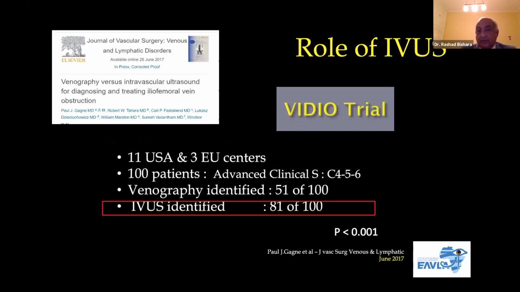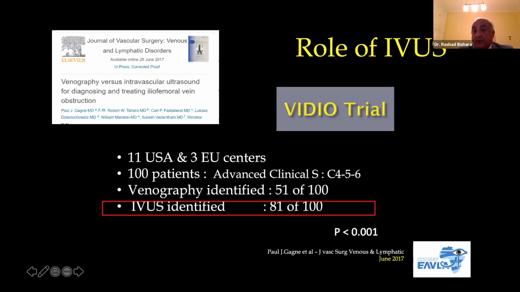Well, regarding imaging, I think an important issue is the role of IVUS. IVUS is important. This is the VIDIO trial, which compared venogram to IVUS, and IVUS identified 81 of 100 vein stenosis lesions, as compared to venogram, which identified only 50 out of 100 lesions. So obviously, IVUS can identify many more lesions than venogram.